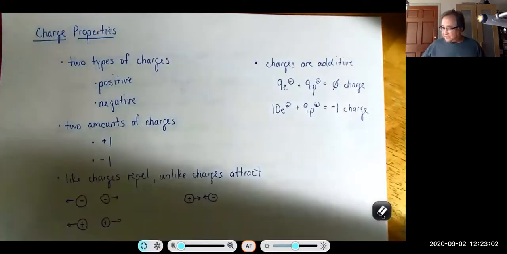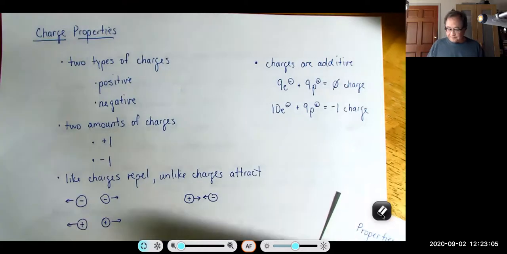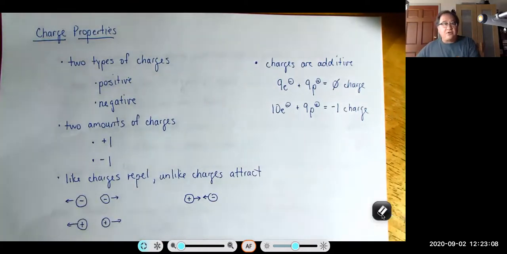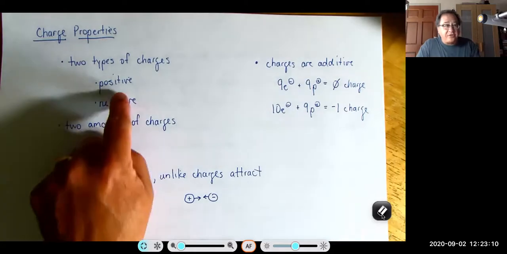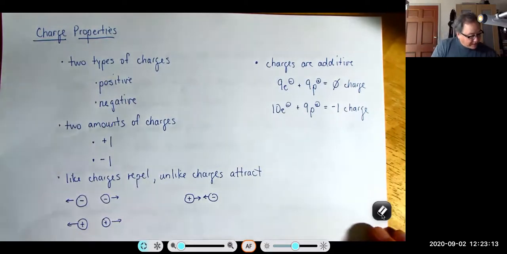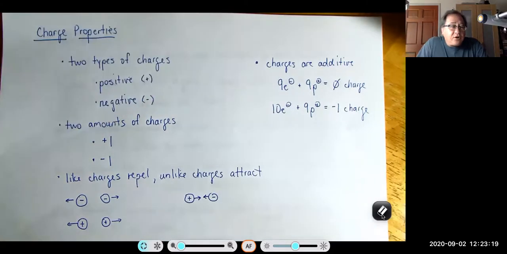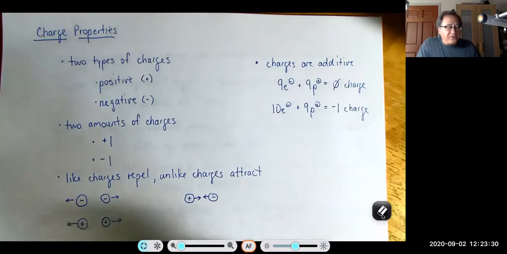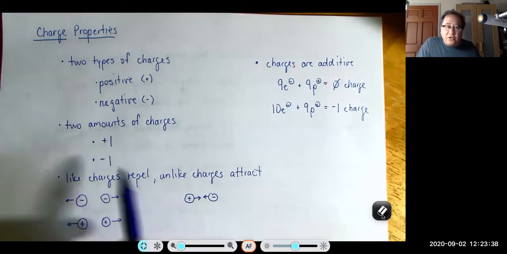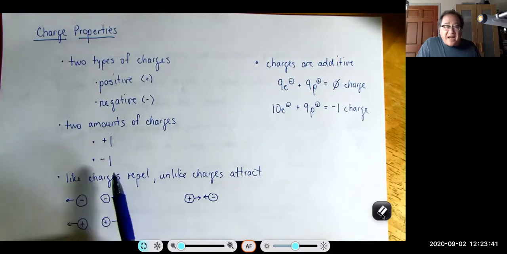Now, let's look at some charge properties. There are two types of charges: positive charge and negative charge. For positive charge, we use a positive sign. For negative charge, we use a negative sign. There are two amounts of charges that we use in chemistry, and that is +1 and -1. You'll find that when you take a physics class, there are charges based on coulombs that are not whole numbers, but here we either have a +1 or a -1 when we talk about charges. And so this refers to, of course, the proton with a +1 charge, the electron with a -1 charge.